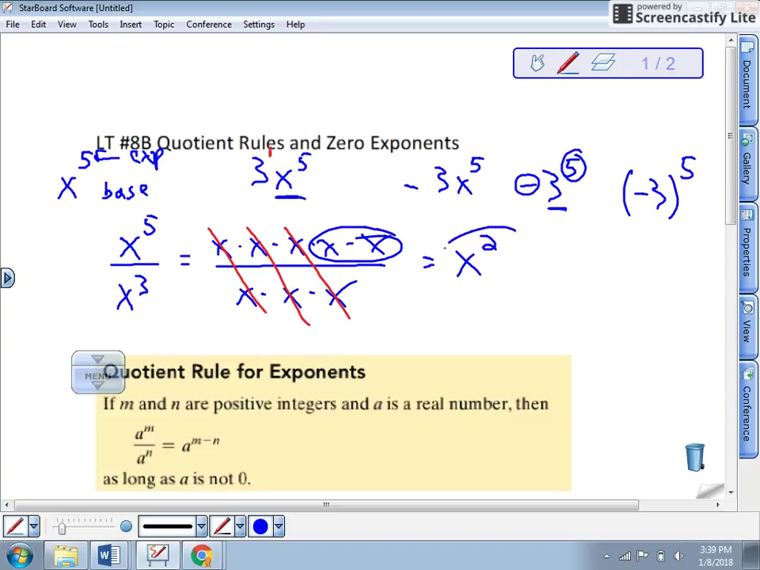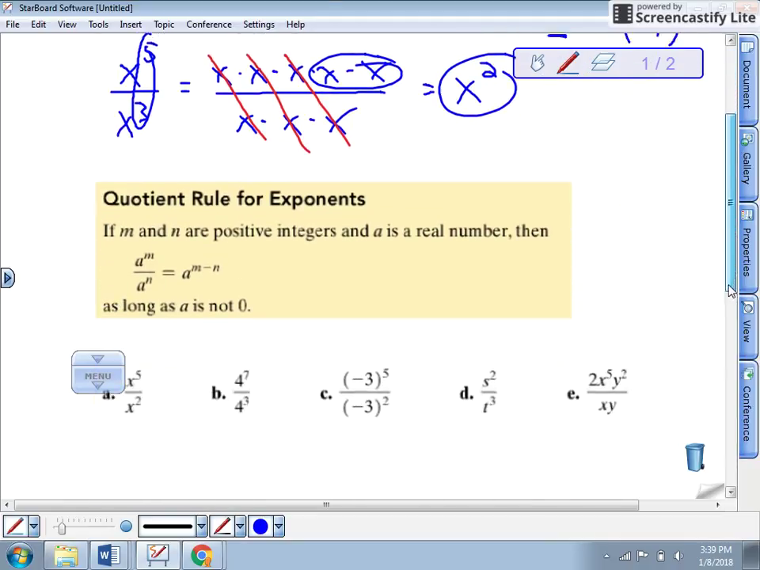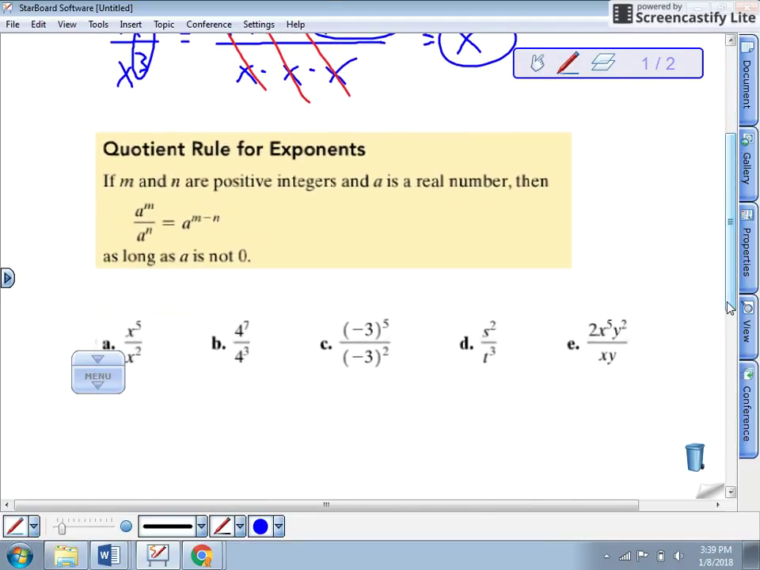This works every time, but what people noticed is that another way to get that is to subtract 5 minus 3, which gives x squared, and that's exactly what the quotient rule says. If you have positive integers with a common base, and it has to have that common base, then you can just subtract the exponents, and that will give you your answer. That's how the quotient rule works.